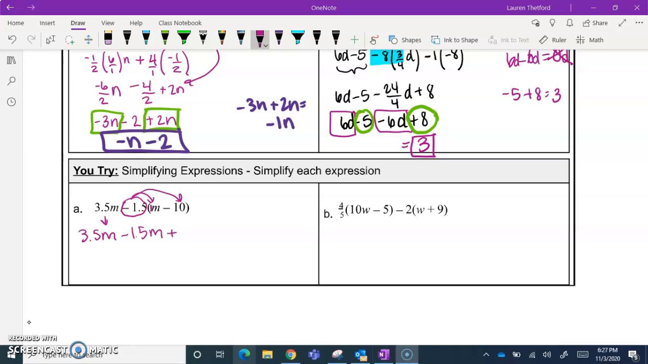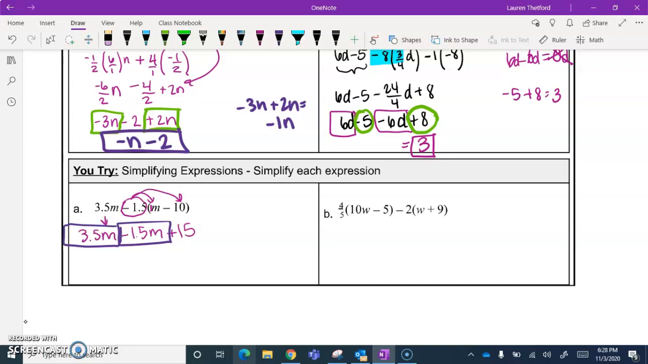And then negative 1.5 times a negative 10 gives us a positive, because a negative times a negative is a positive. And then 10 times 1.5 is going to be 15. So now we are going to combine like terms. We're going to combine our m's. We don't have any more constants. So we have 3.5m minus 1.5m is going to be 2m.